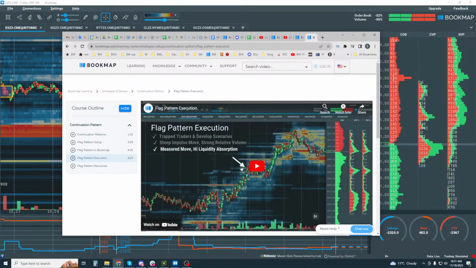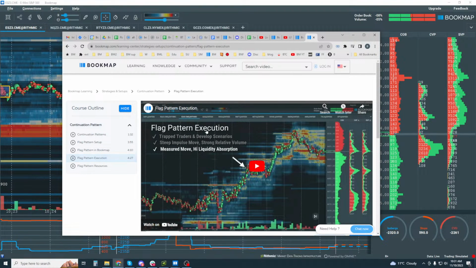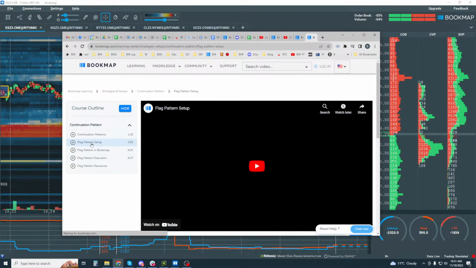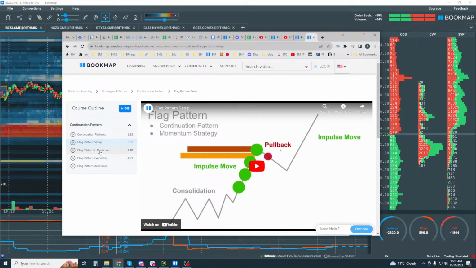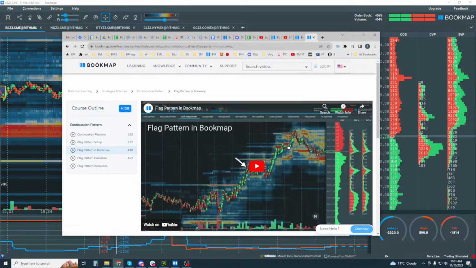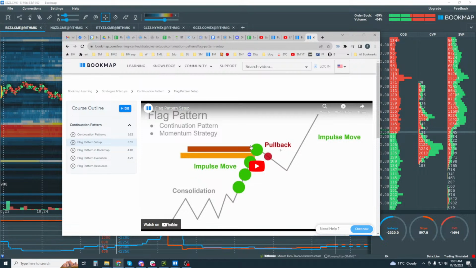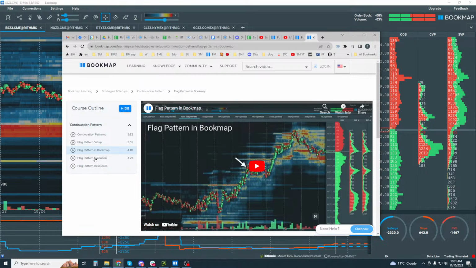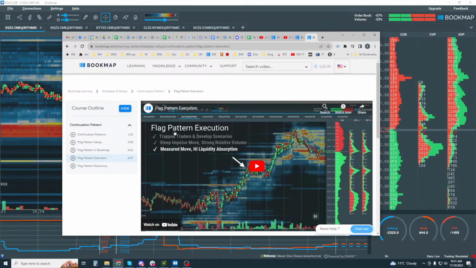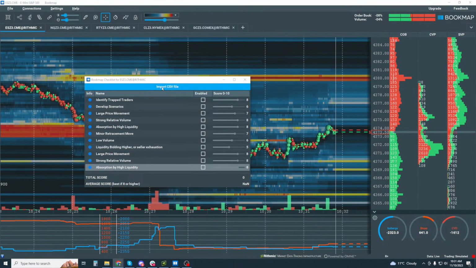Anyway, we go through a checklist in this video, the third one, on flag pattern execution. We start with the flag pattern in diagram form, then noticing it in Bookmap. The same elements are in the diagram: strong impulse move, strong volume, etc. Then seeing it in Bookmap and executing it, looking at the checklist in here.